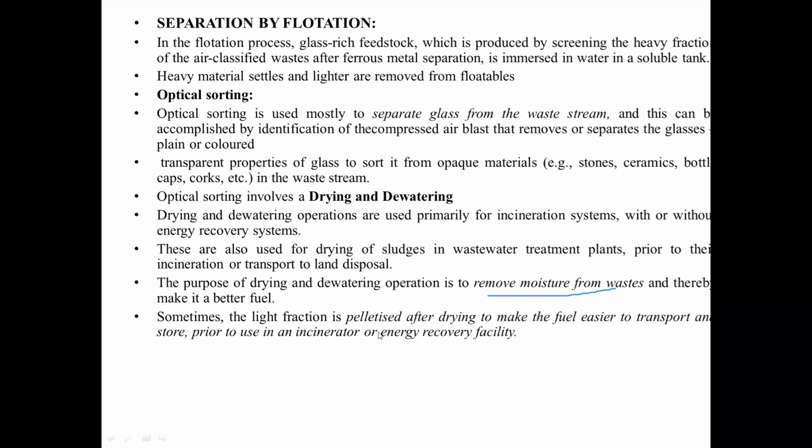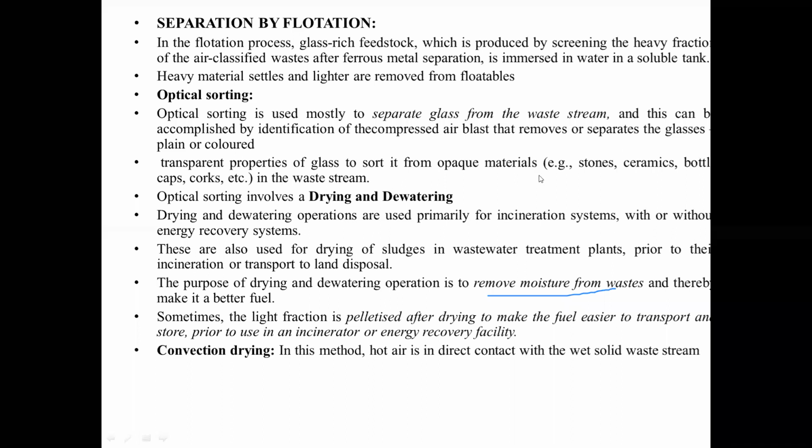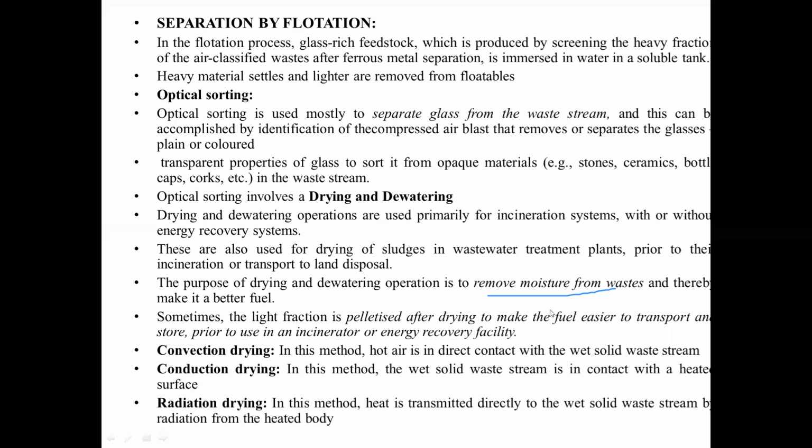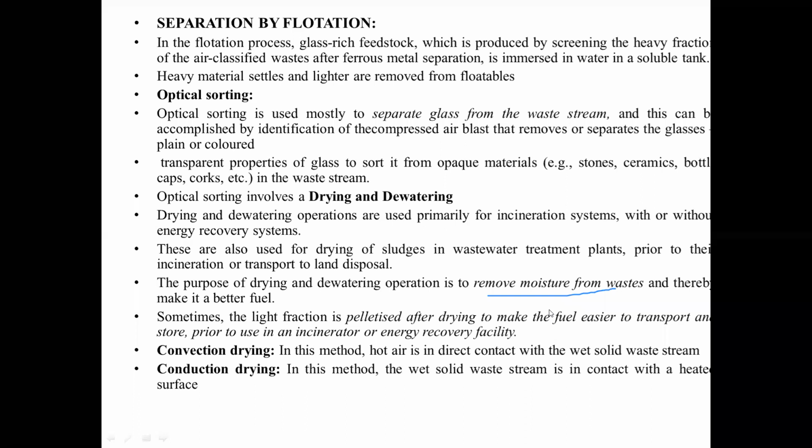Light fractions in a dry format are easier to transport, and go prior to incineration for energy recovery, depending upon the dimension of the particles. Then you have convection drying. This is a method in which you blow hot air directly in contact with the wet waste, which leads to drying the waste.